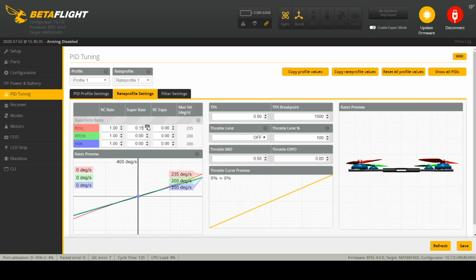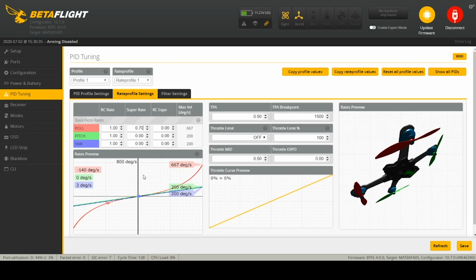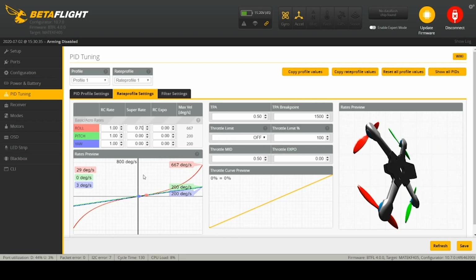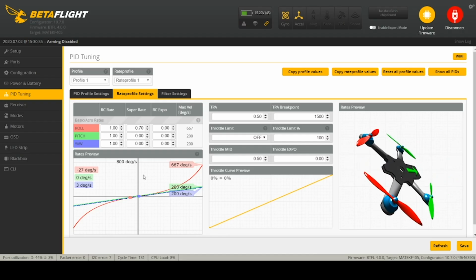Moving over to the rate column, we see that adjusting the values here will add a curve to the straight line and also increase the max rotation rate. This curve makes it so that around the center of the stick, the rotation rate will be less. Then the further you move the stick, the rotation rate will increase until at full stick input, the drone is rotating at the max rotation rate.